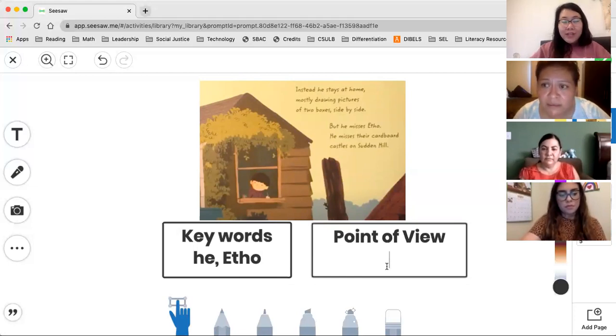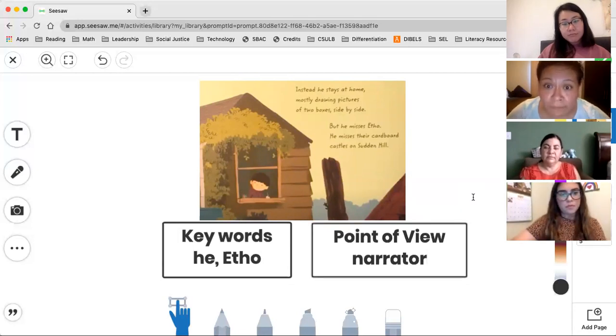Why do you think it's the narrator? Because he's the one that is there seeing the emotions that Bert is experiencing, but we know that Etho is with Shu up on the hill, so it can't be them. They're far away from him.